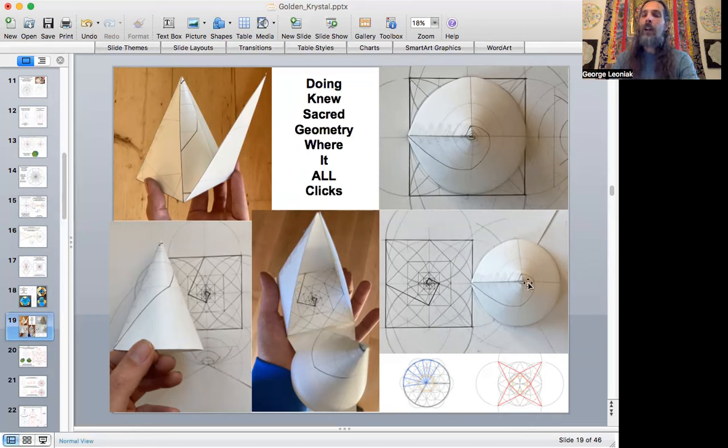Here is the spiral on that cone, right? That's the spiral on the cone. There's the curvature right there on the paper. This fits right inside because the circumference of this circle fits within that square.